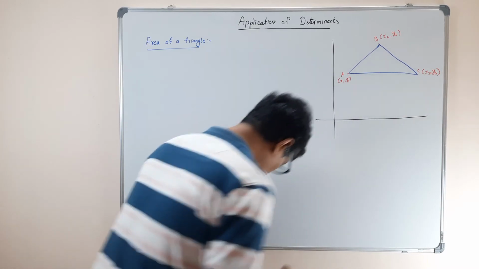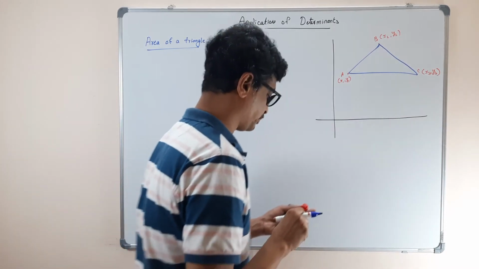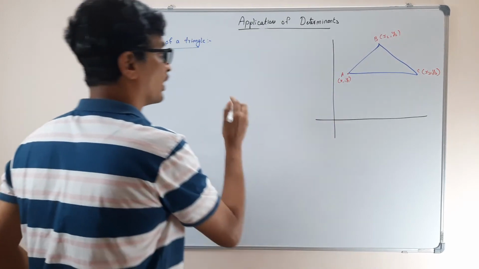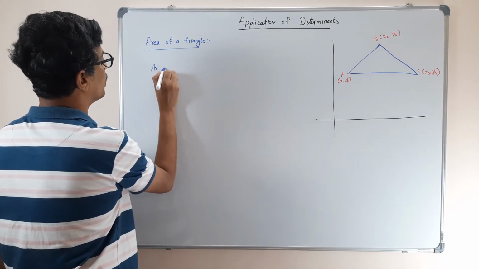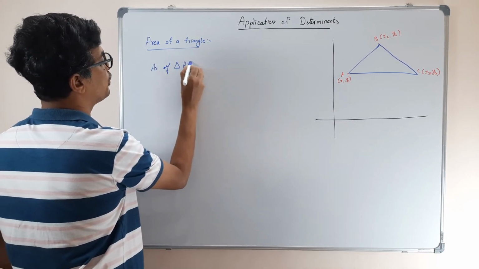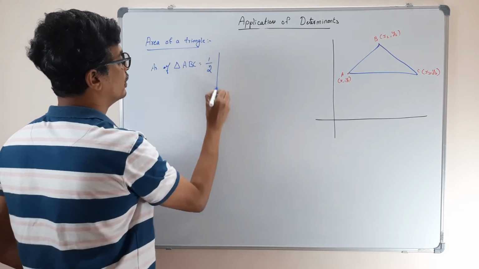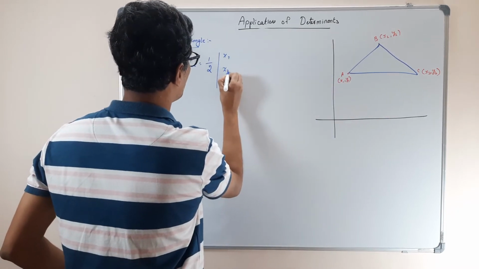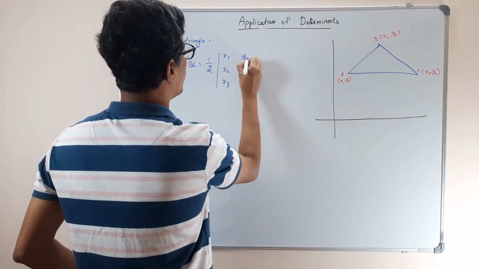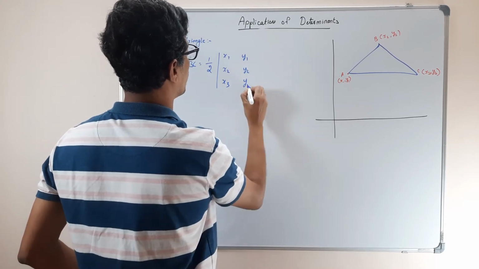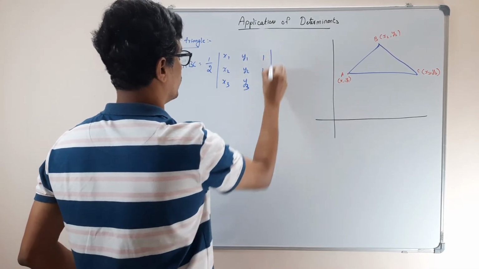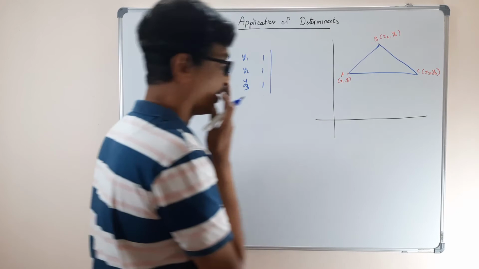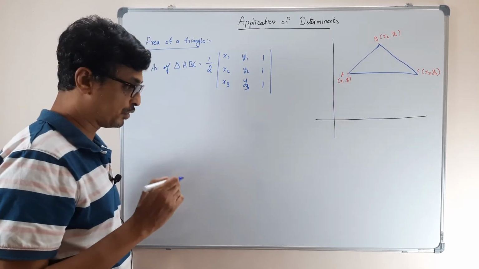Okay, so in determinant, what we can find is the area of the triangle. Area of triangle ABC will be half of the determinant with rows x1, x2, x3, y1, y2, y3, and 1, 1, 1. Once you find the determinant, that will be the area of the triangle. Okay, you got it? So let us prove it.